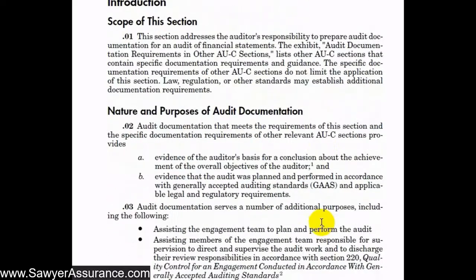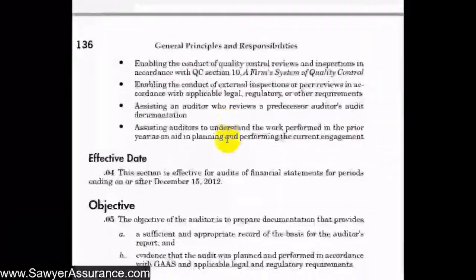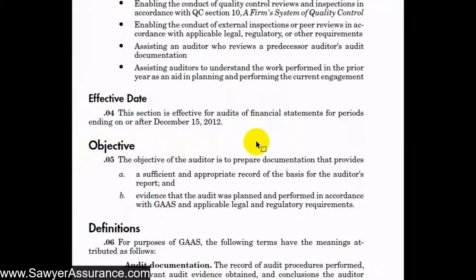So we're going to skip this and maybe address it in the next video because there's some specific stuff there. But we want to take a look at the objective of AUC Section 230, and that is our overarching goal in following it: that we prepare documentation that provides a sufficient and appropriate record of the basis for the auditor's report.